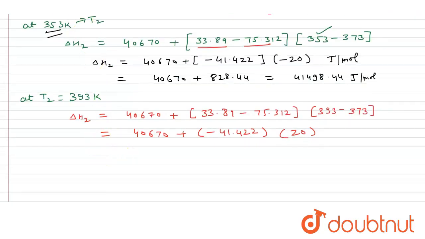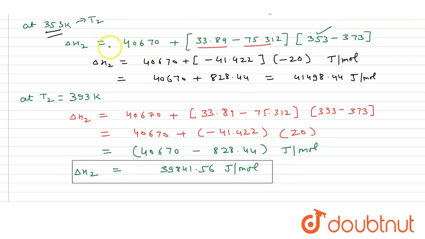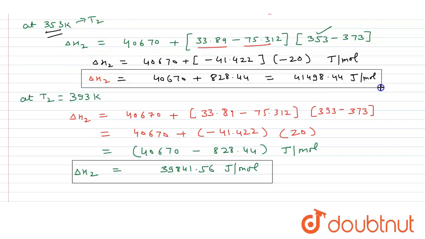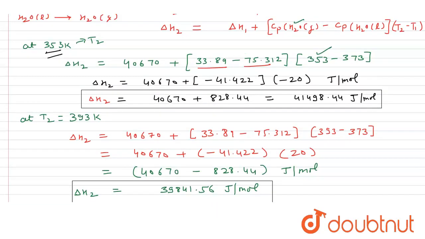Now when you further solve it, 40670, when you multiply, comes out to be 828.4, just a difference of sign, in joule per mole. So when you subtract, 40670 minus 828.44, the value becomes 39841.56 joule per mole. So this is the enthalpy of evaporation at the two temperatures: at 393 Kelvin we have this value, and at 353 Kelvin we have the value 41498. In this way we have calculated the enthalpy of evaporation at two different temperatures. Hope this answered your question.